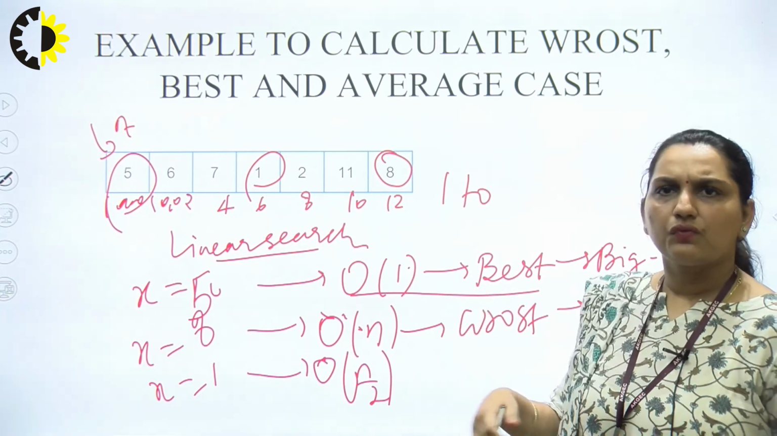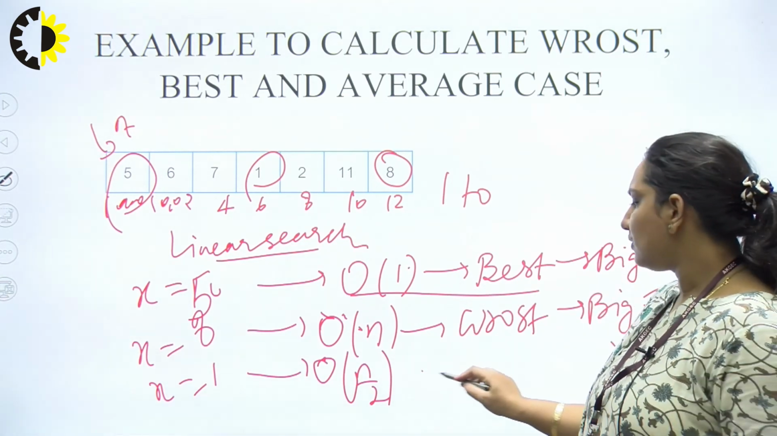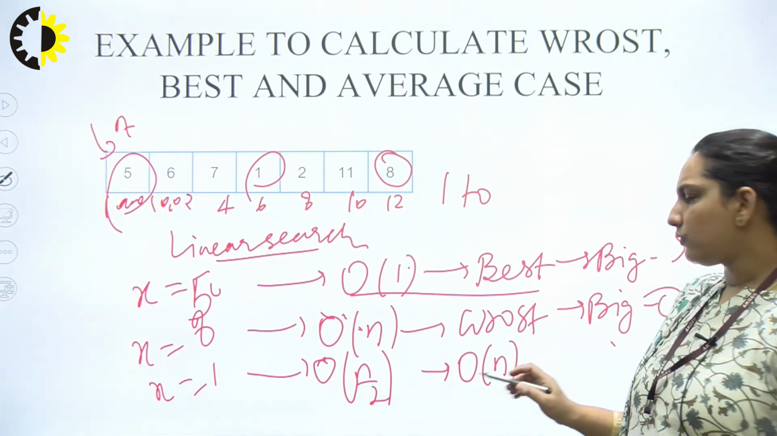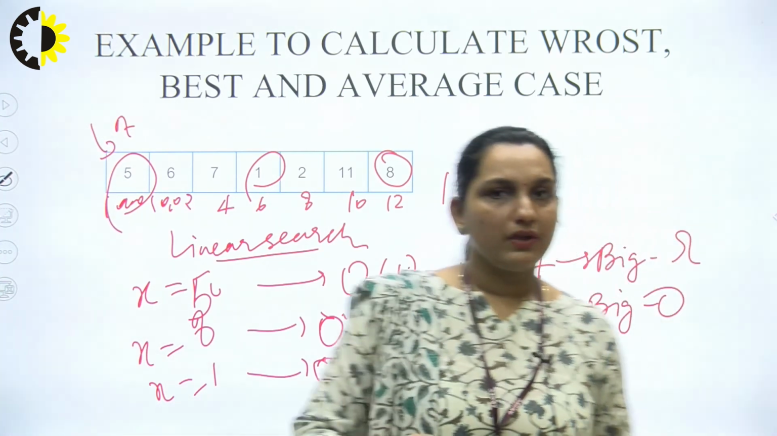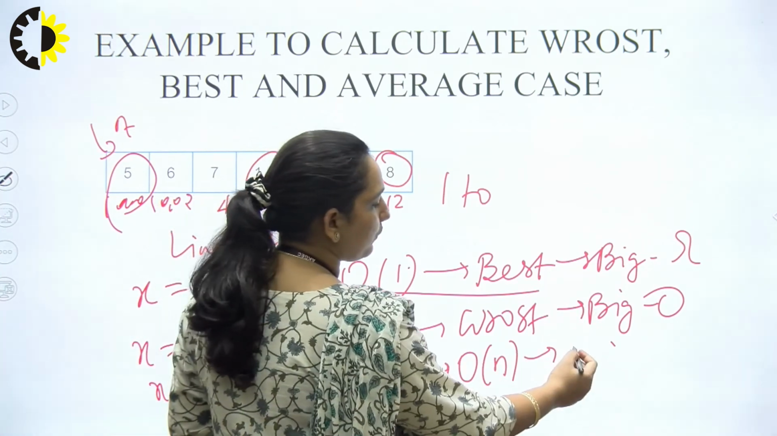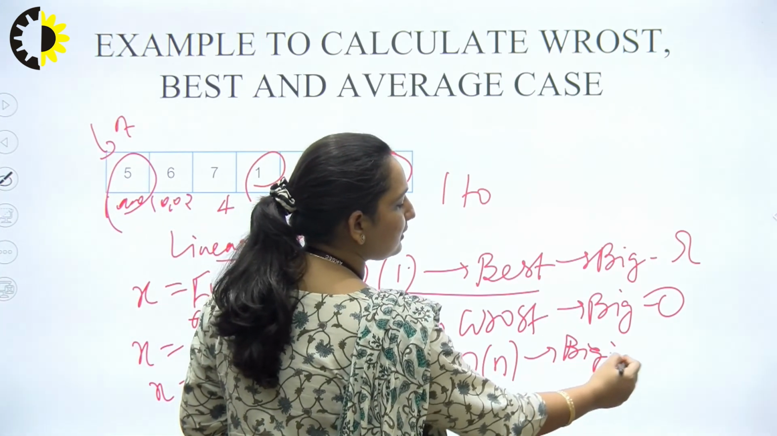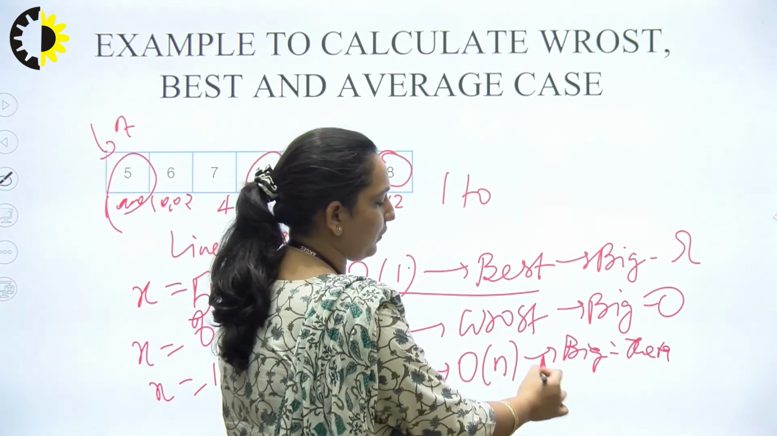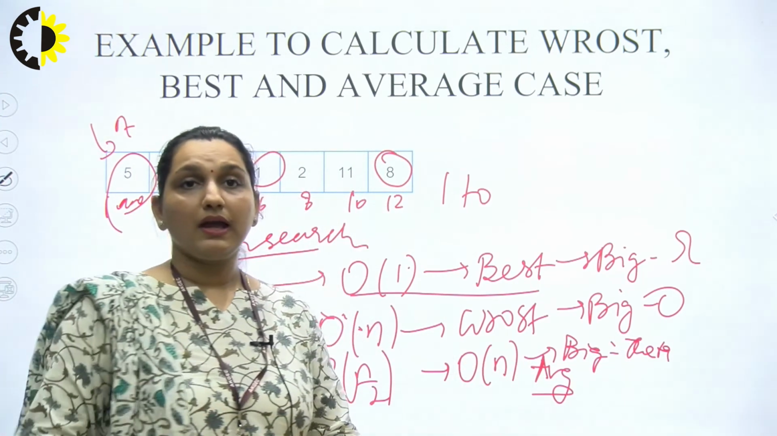Mid, second last, second first, this is the element. So this is also equal to n. N by 2 is also n. So this is a scenario where this is a big theta. Okay, this is the average case we are having.